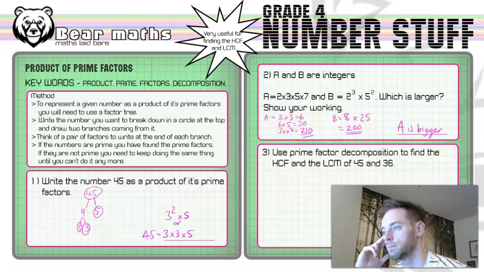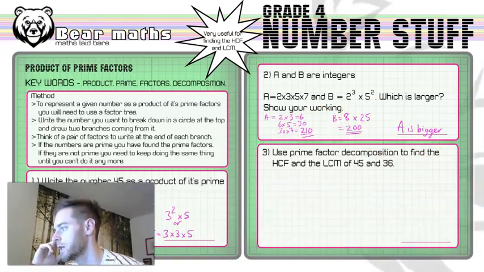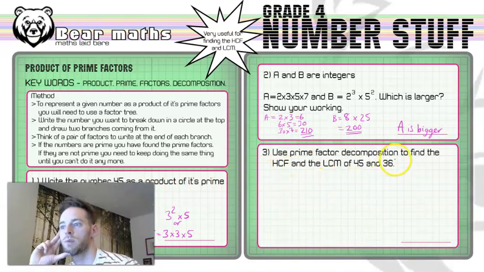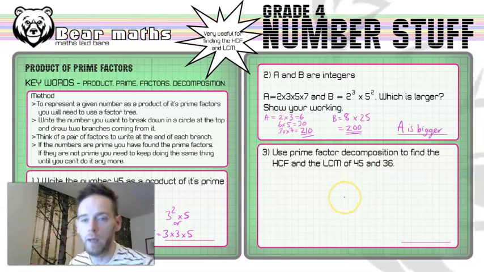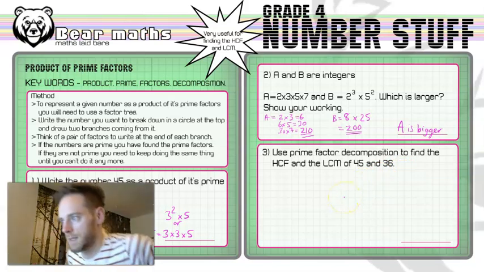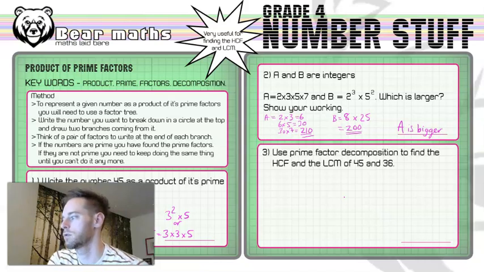Okay, now in question 3, I'm just going to move myself over here again. Use prime factor decomposition to find the HCF and the LCM of 45 and 36. Now, this is a bit of a process, and I quite like to use a Venn diagram to do this. Now, Venn diagrams are their own topic in their own right these days, but you can still use a Venn diagram method here to work out the HCF and LCM for this particular question.